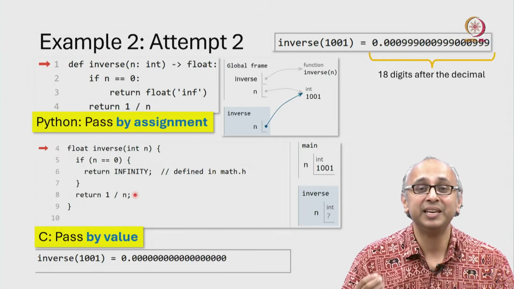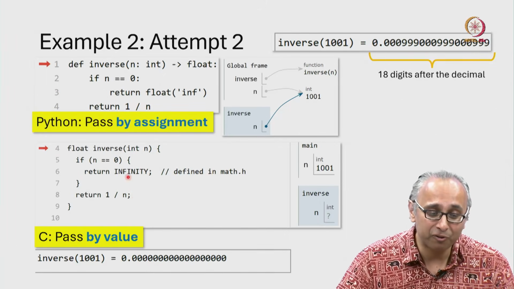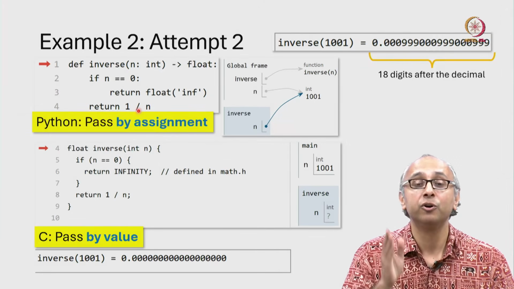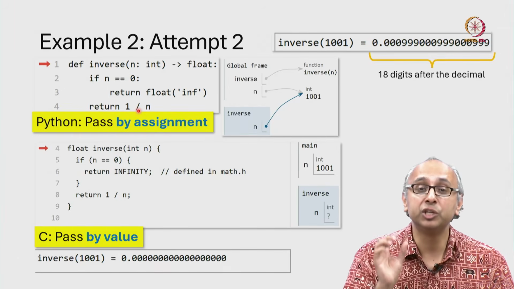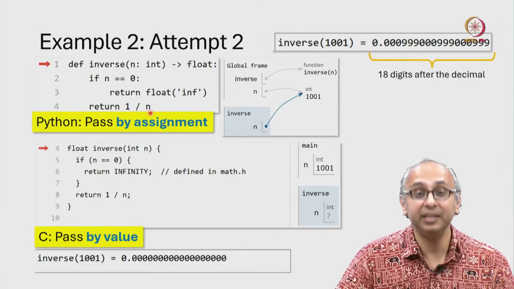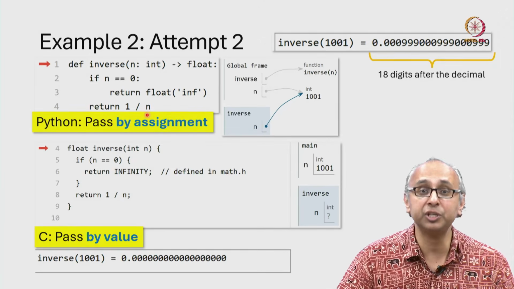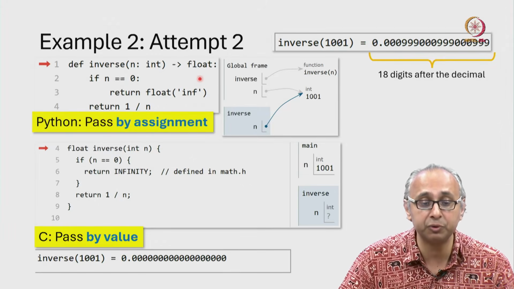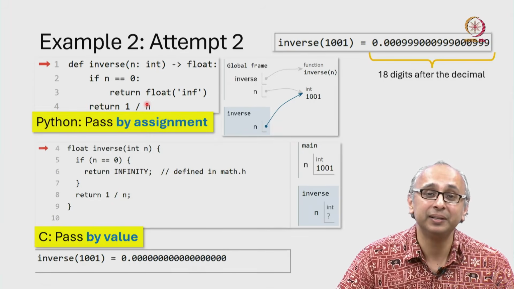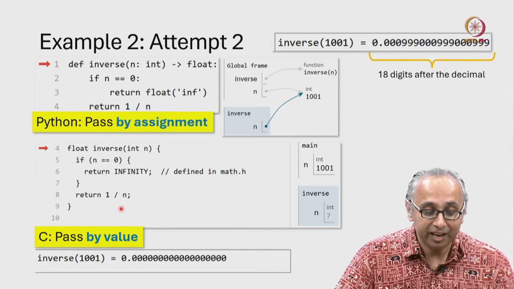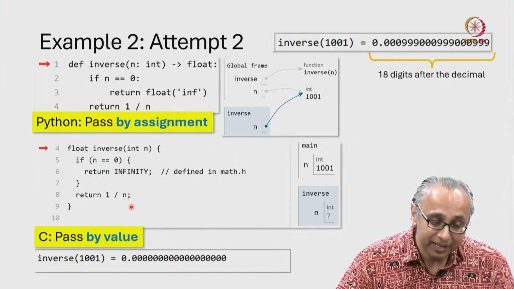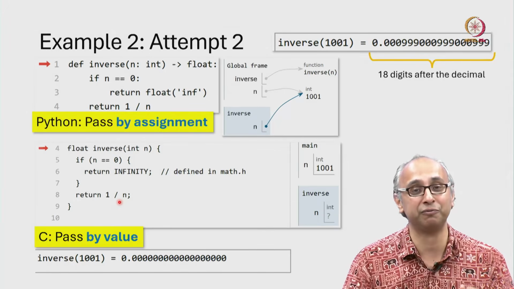Well, the difference is in the meaning, the semantics of this forward slash operator. Remember, in Python, forward slash, single slash is true division. So even though 1 and n are integers, this is not integer division, it is going to do true division, and it is going to return a float. But in C, that same symbol has a different meaning. If the numerator and the denominator are both integers, then this is not true division, this is integer division.